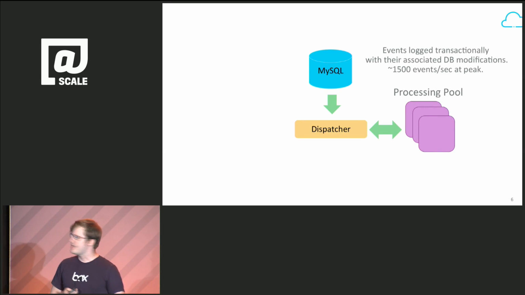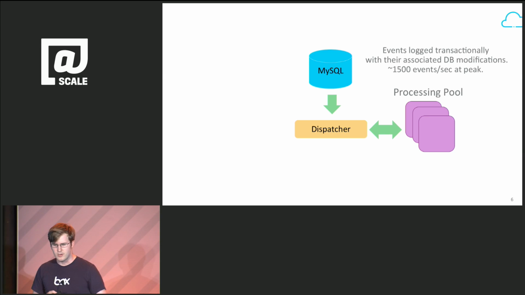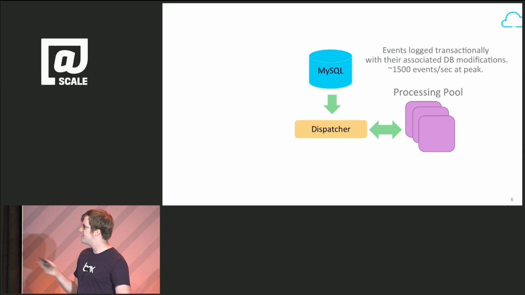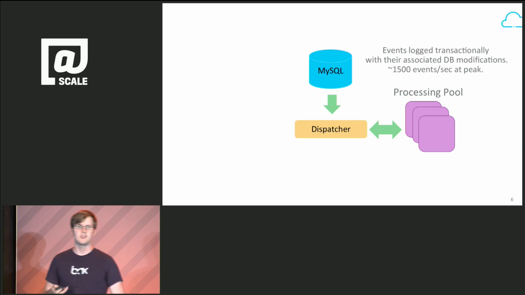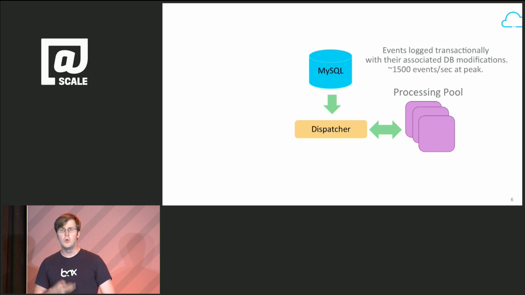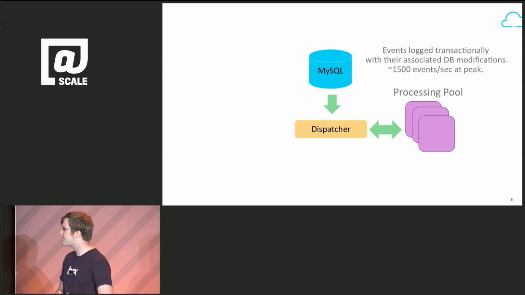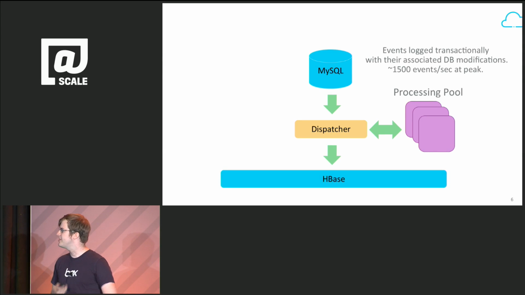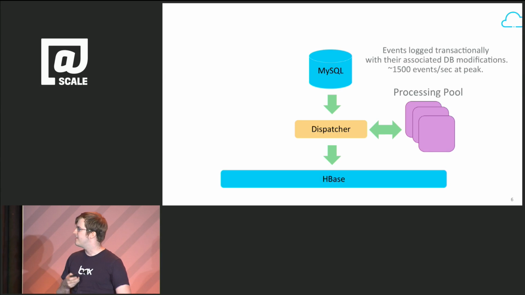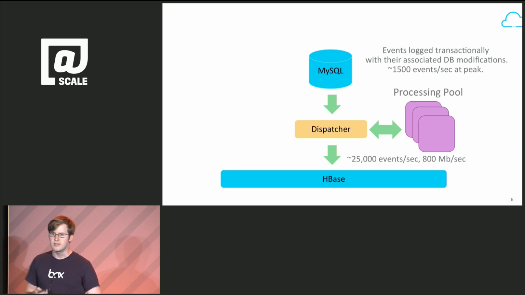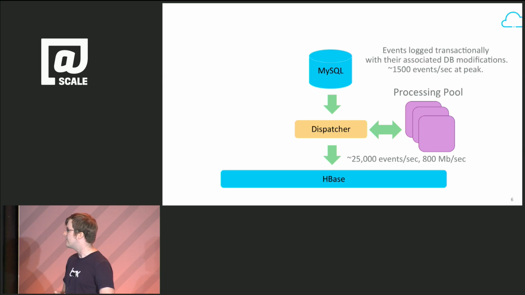We then have a process that's responsible for connecting to all of our MySQL databases, reading events out of these tables, and dispatching them to a pool of machines who do the calculation to figure out, based on this event, who should be able to see it and who we should send it to. Once it gets results back from those machines, it writes the event to each of the users' queues, which we store in HBase. That's about 25,000 events per second after you do the fan out.